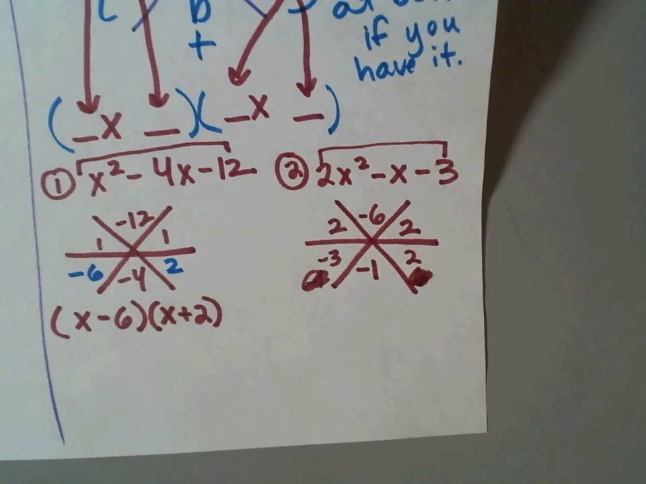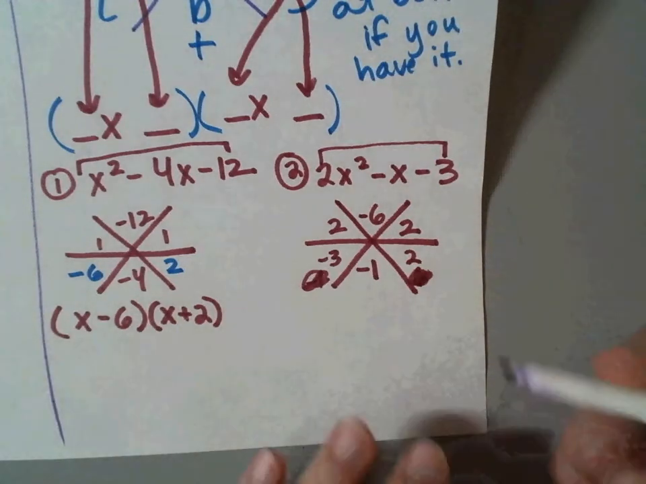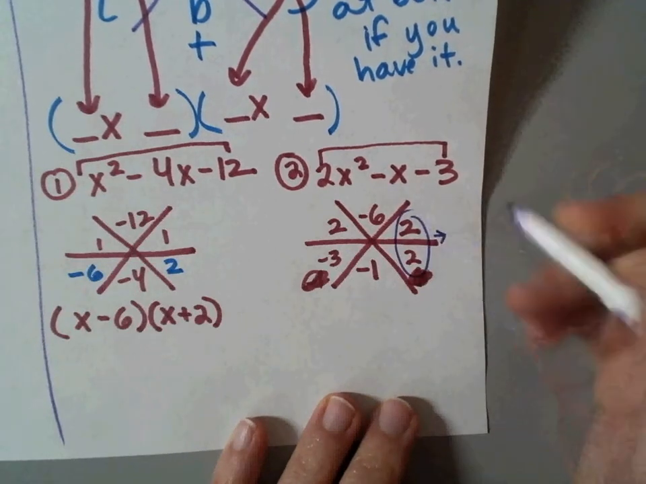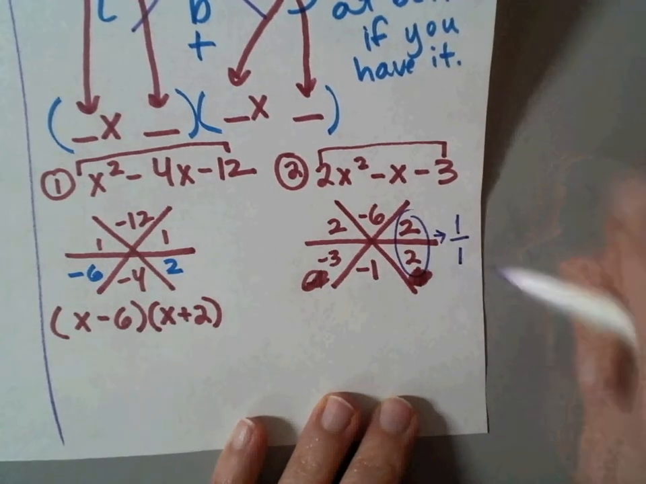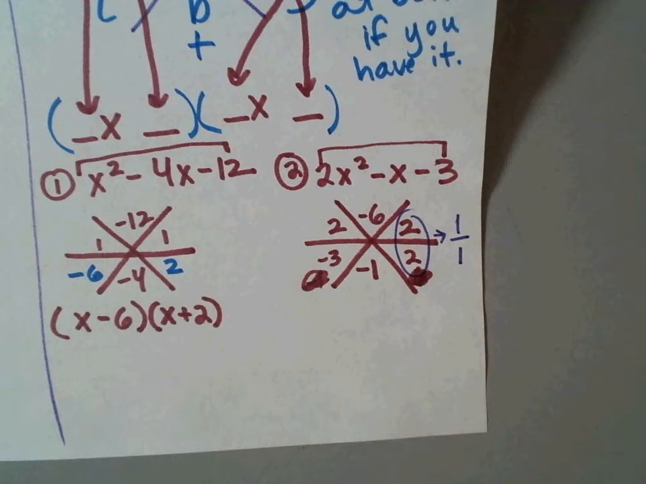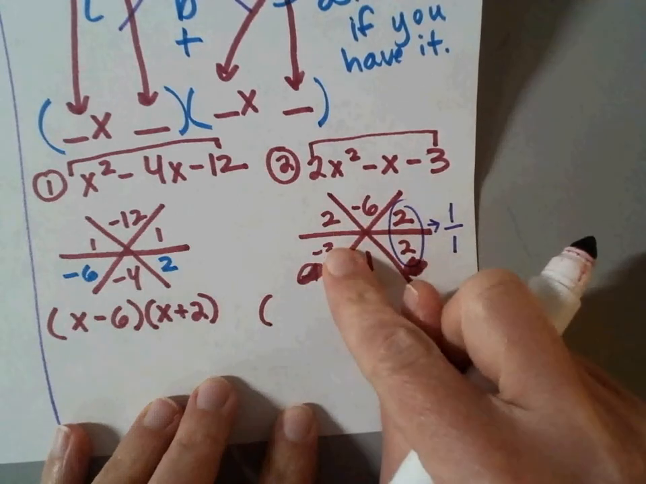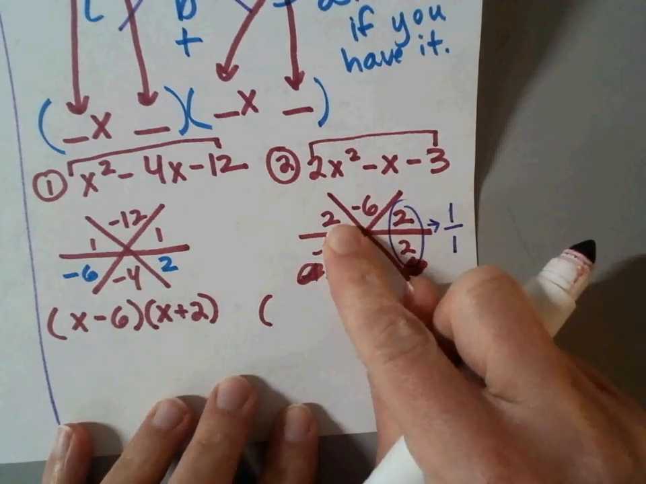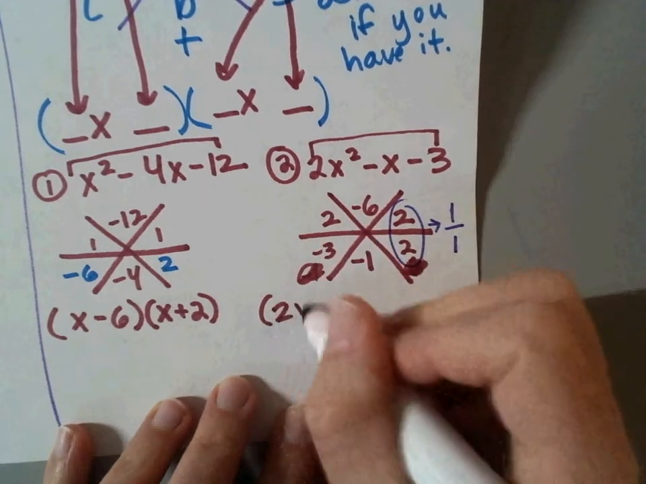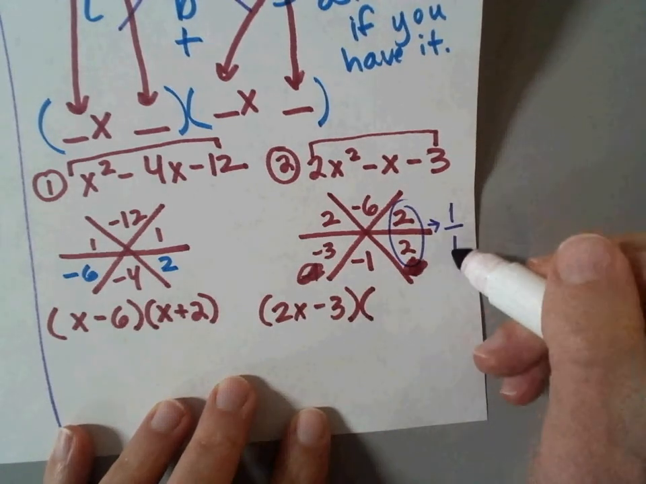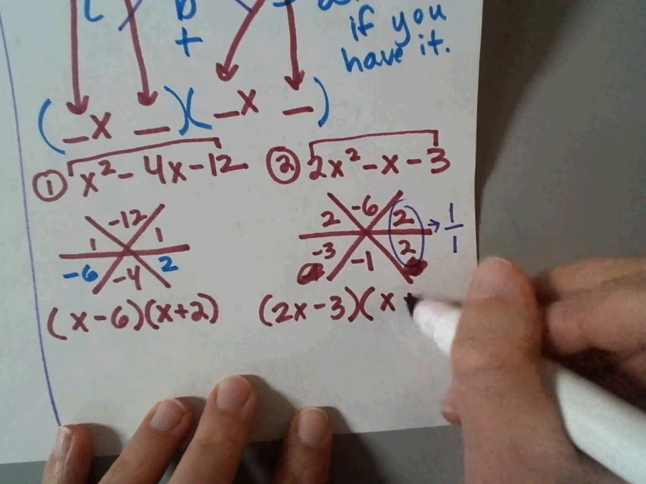Any reducing here? That doesn't reduce, but this does. What's it become? 1 over 1. Okay, keep it as a ratio. Top number gets the x, and then you're done. So final answer, out of 2 and negative 3, it's going to say 2x minus 3, close your parenthesis, and then this one's going to say what? x plus 1. Good job.